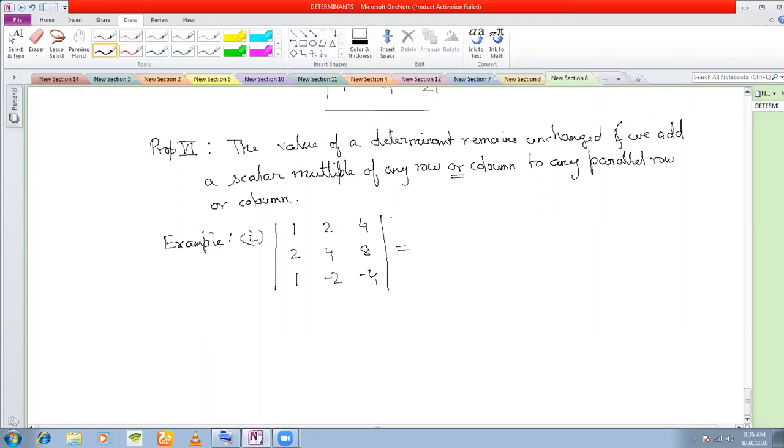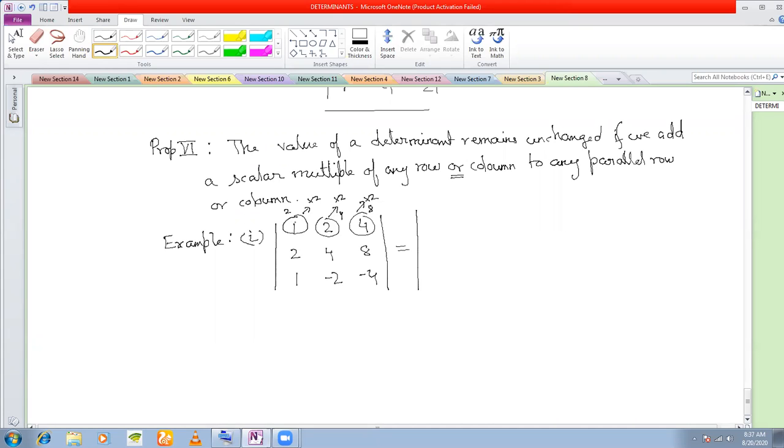Now, what do you mean by scalar multiple of any row? See, what I see here is that I have a 1 here, a 2 here, and a 4 here, right? If I multiply this by 2, and this by 2, and this by 2, what does it become? I cannot multiply without altering the value of the determinant, so I multiply it in my mind. I don't write it. When I multiply, this becomes 2, this becomes 4, and this becomes 8.